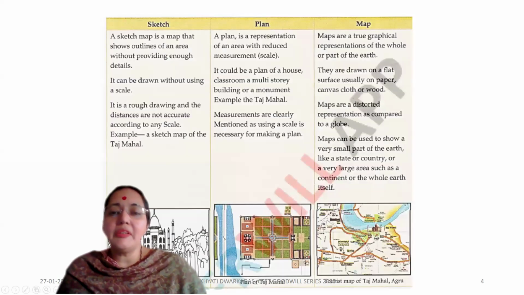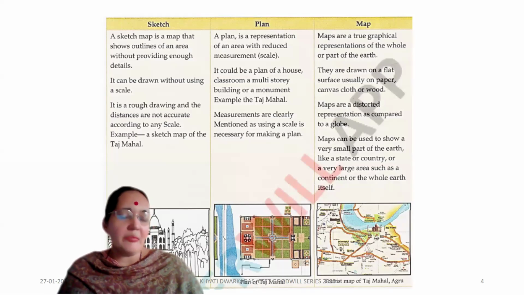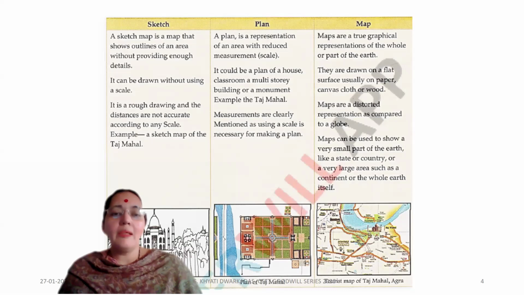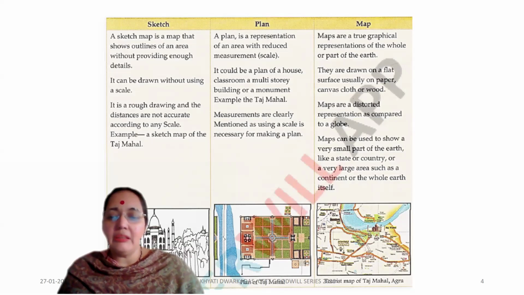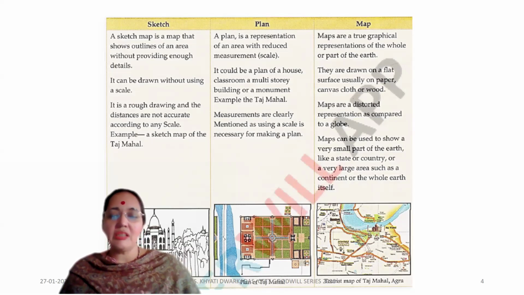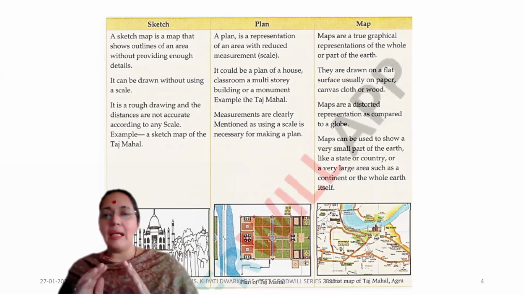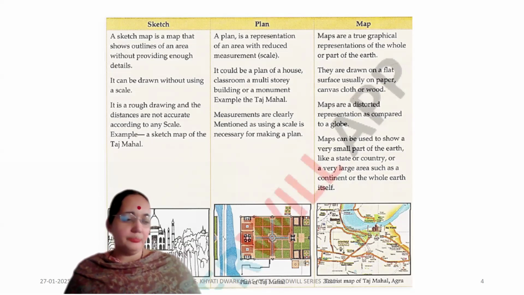So we spoke about a sketch and a plan last time. A sketch, I told you, is something that's temporary. Whereas a plan is a properly drawn sketch, so it's clearly measuring what comes where. And finally, you have a map, which is a true geographical representation of a whole part of the earth. Maps are generally made to scale. So you can see the sketch, the plan, and the map, all three in front of you.